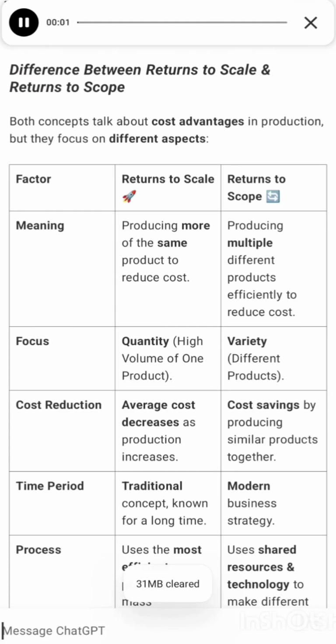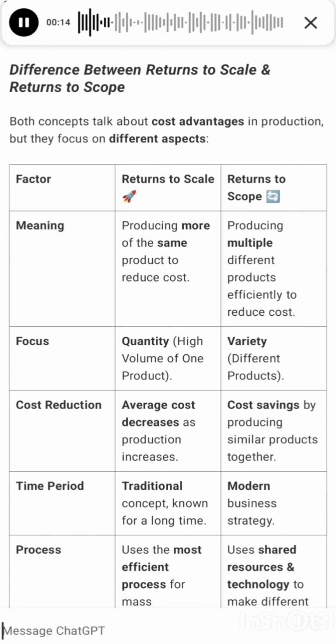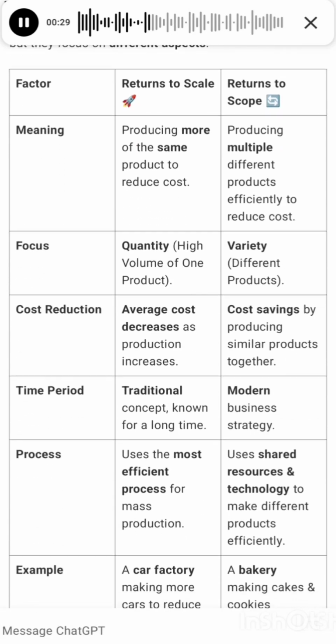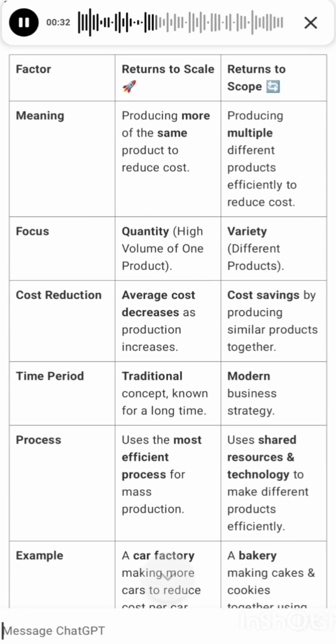Difference between returns to scale and returns to scope. Both concepts talk about cost advantages in production, but they focus on different aspects. Factor: returns to scale, returns to scope. Meaning: producing more of the same product to reduce cost; producing multiple different products efficiently to reduce cost. Focus: quantity, high volume of one product; different products. Cost reduction: average cost decreases as production increases; cost savings by producing similar products together.